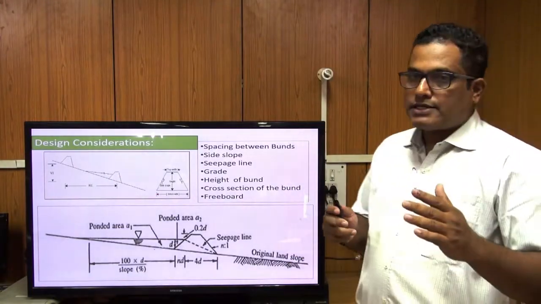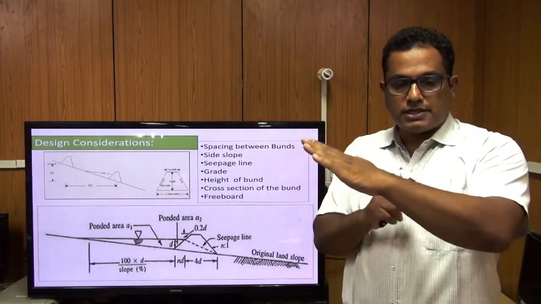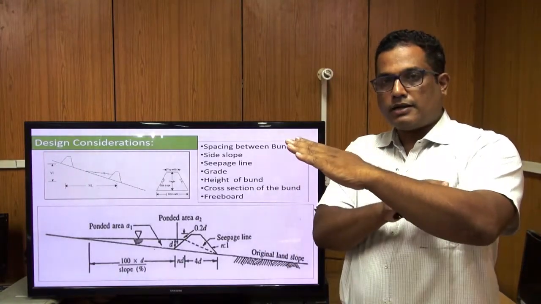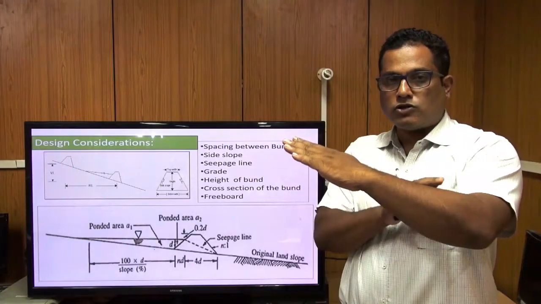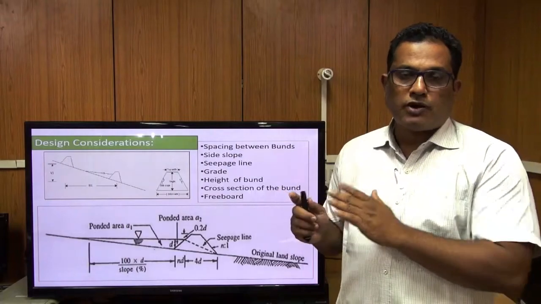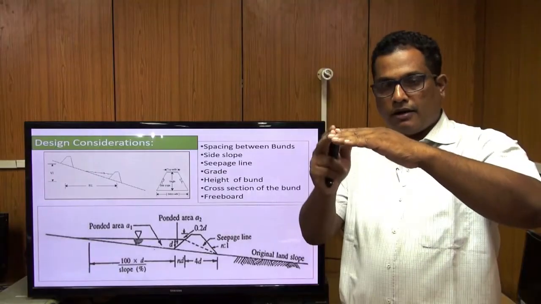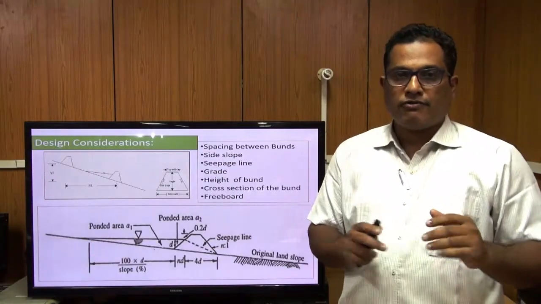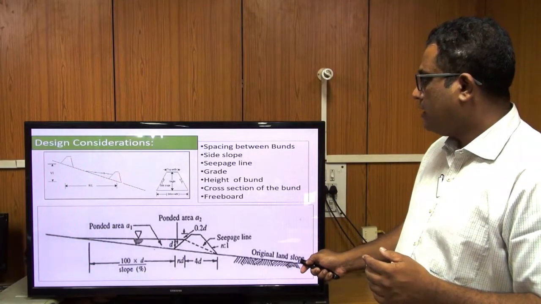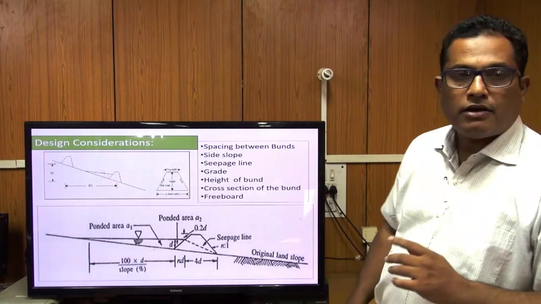So side slope is the horizontal is to vertical. Suppose this is your land slope, this is your horizontal and this is your vertical. The ratio the horizontal makes with the vertical is your side slope. A side slope of 1:1 means if we go 1 meter horizontally, the difference in elevation, the vertical distance, would be 1 meter. If we say the side slope is 2, it would mean 2 meters horizontal distance to 1 meter vertical.